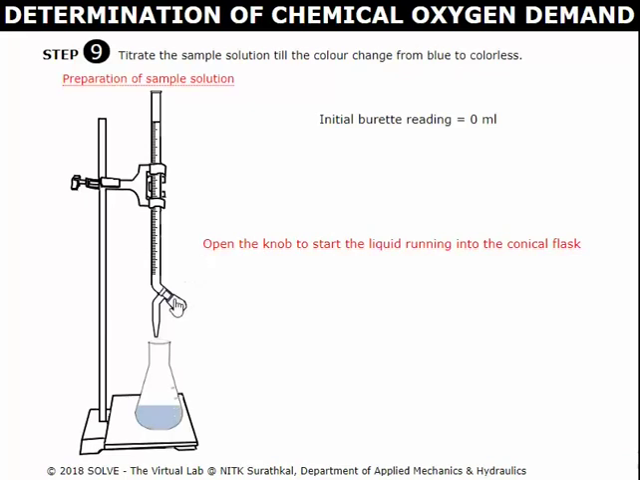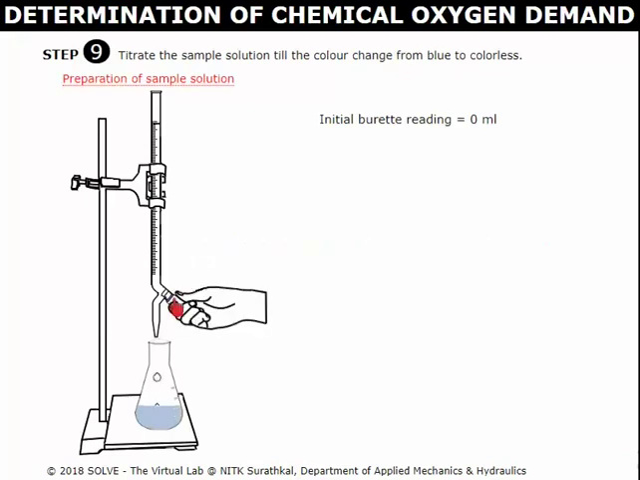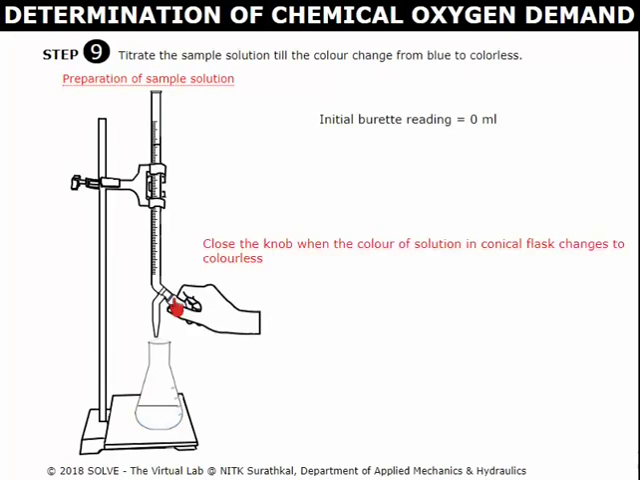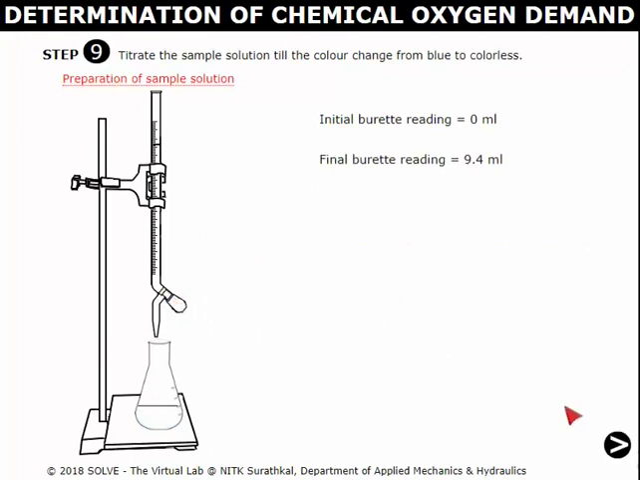Click here to open the knob and let the solution flow into the conical flask. Stop the process when the color of the solution changes from blue to colorless. Note down the final burette reading.